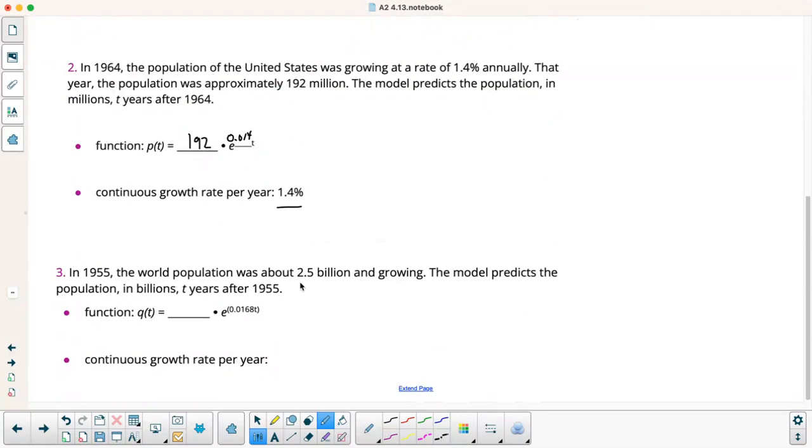All right, in 1955, the world population was 2.5 billion and growing. The model predicts population in billions of years, so the 2.5 will go here if it's in billions. And then what's your growth rate? So this is your growth rate, 0.0168. I have to move my decimal 2 to the right. So I'm going to get 1.68%.